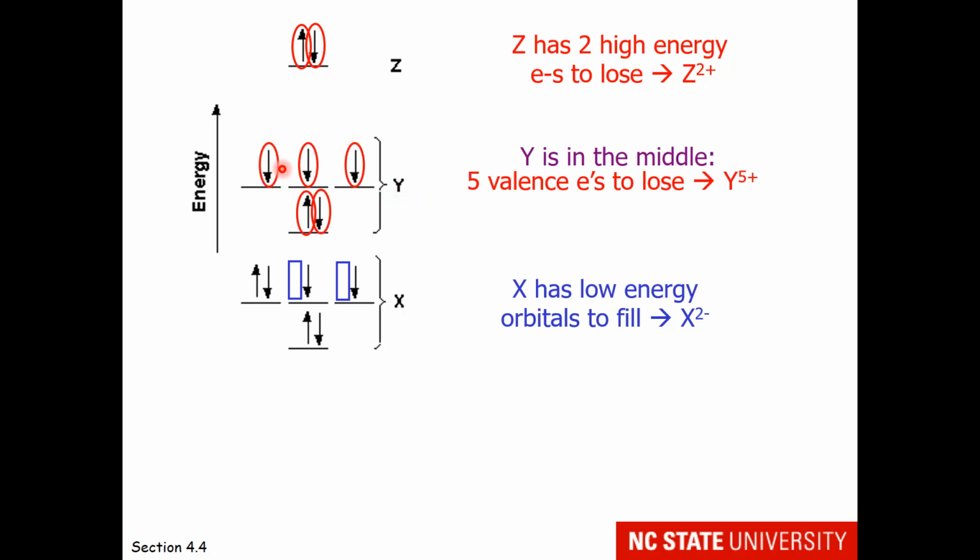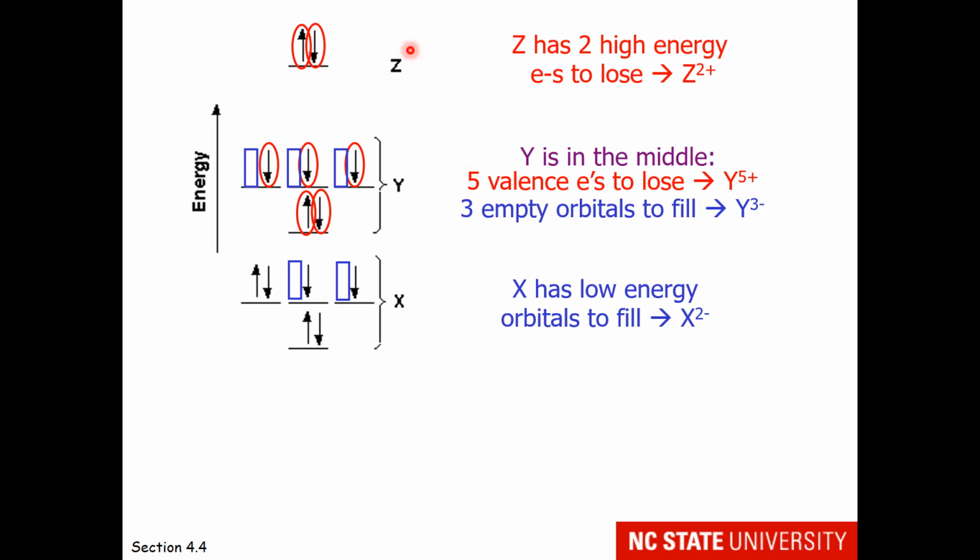So Y has 5 valence electrons to lose. Will it lose those electrons when it meets Z or X? I hope you answer X. Y also has 3 empty orbitals with which to gain electrons and become Y3-. And who can Y take electrons from? I hope you answer Z.